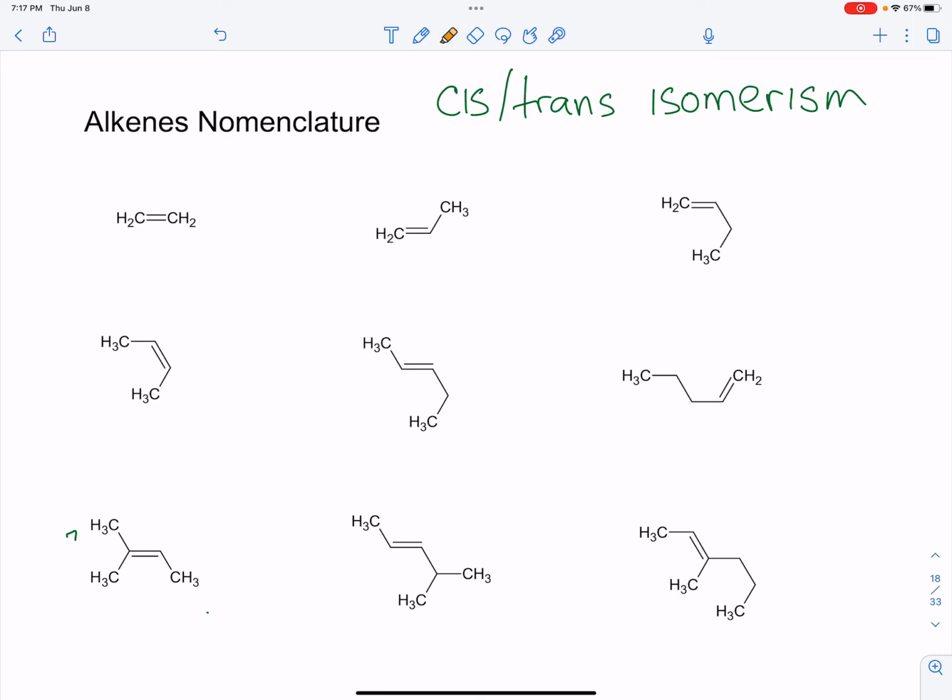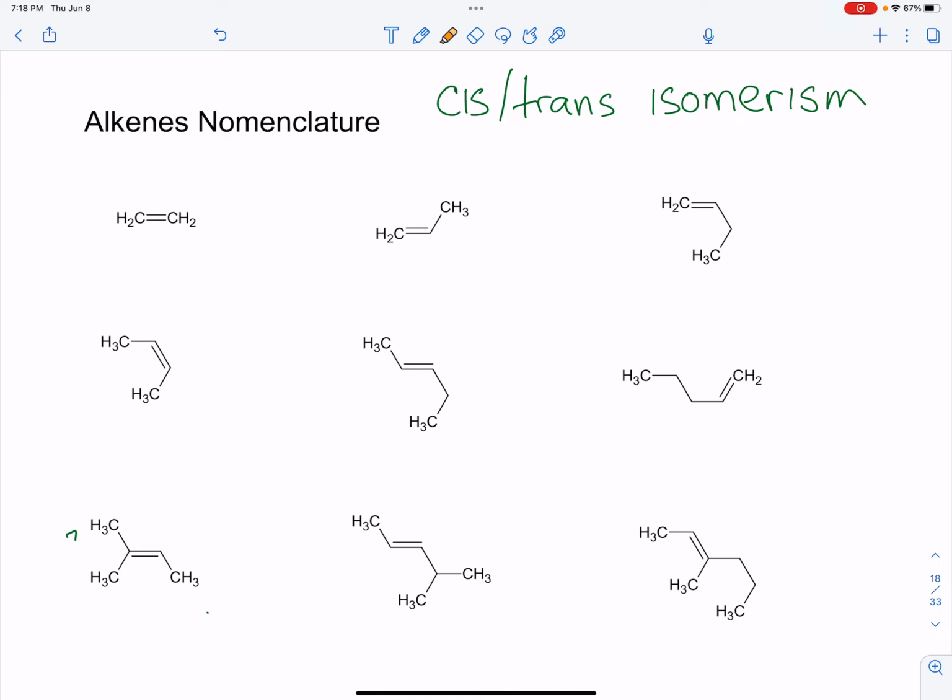So in this video, we're going to take a quick look at cis and trans isomerism in alkenes. This is a type of geometric isomerism, and we've seen it before. We saw it in cycloalkanes. You had a ring of carbon atoms, and that had two branches on different carbons in the ring.